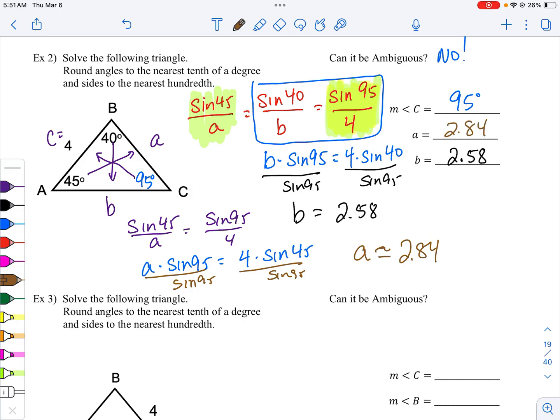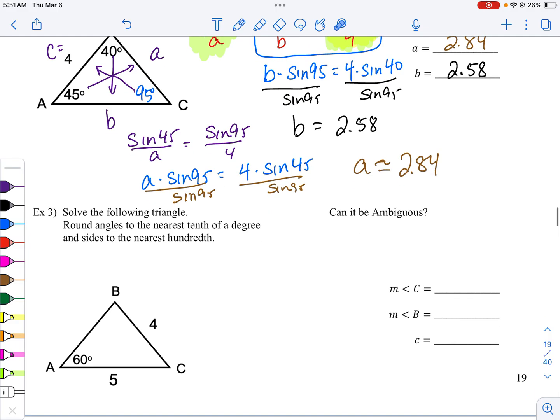Now, one of the things that we do know is that the larger the angle, the larger the side. So 95 is my biggest angle. That side was 4, my biggest side of all of them. A is my next biggest angle, so if you compare those two, a is just a little bit bigger than side b. So we know that triangle makes sense, and we have now solved that triangle.